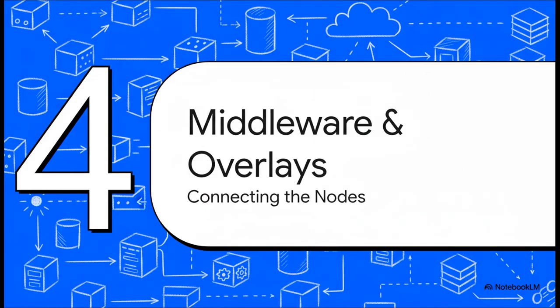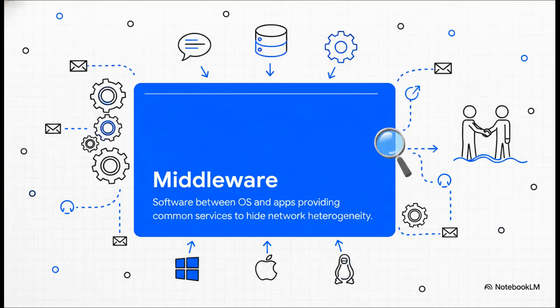Section 4. Middleware and overlay networks. Connecting the nodes. Okay, so the actual technological glue holding this all together is called middleware. It literally sits right between the operating system and the applications themselves. It provides common services like remote procedure calls, or RPC, and messaging. Basically, it acts as a universal translator, masking all that network heterogeneity and allowing for some incredible portability across completely different operating systems. It is absolutely the unsung hero of the distributed world.